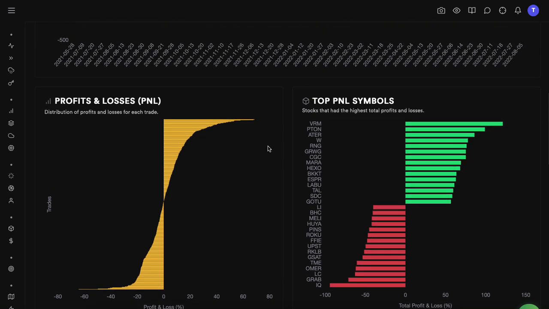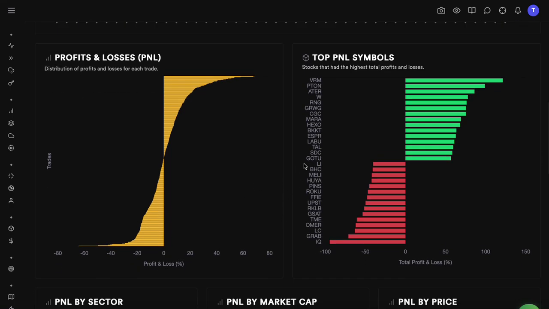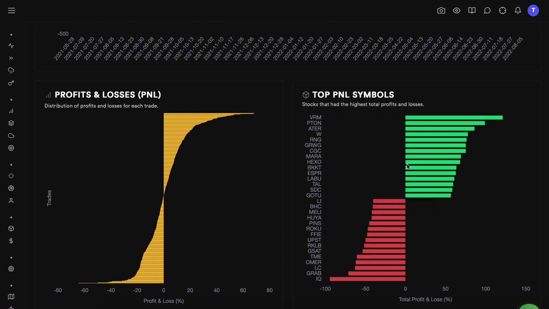Then we have the distribution of how the profits and losses look. So this distribution should be skewed towards the right, and there should be more yellow bars to the right, because that would mean more profits, because it's a profit and loss percentage. And this should not be skewed towards the left, because the left would mean more losses. Then we have the symbols that have given us the most profits and the most losses. This portfolio works pretty well for small caps. It does not build many positions for large caps. So most of the names you're going to see here are small caps.